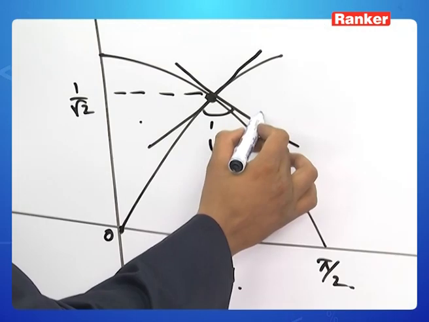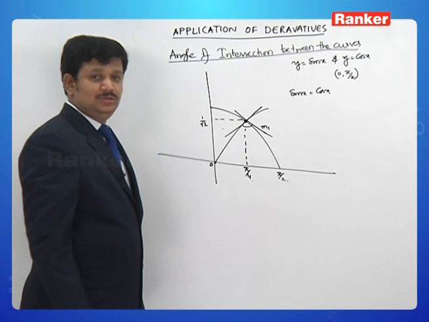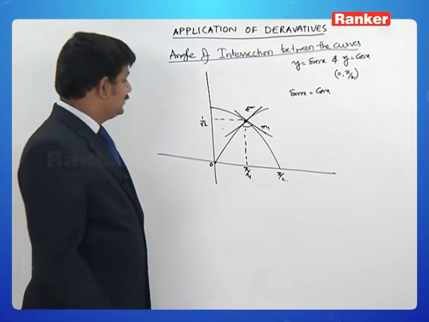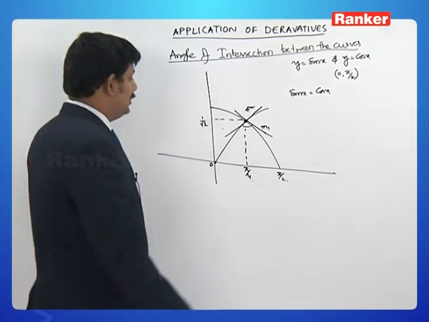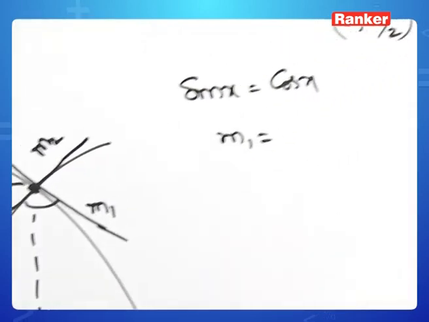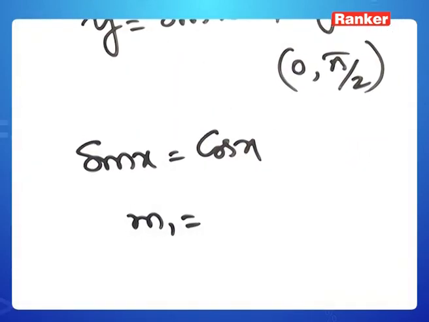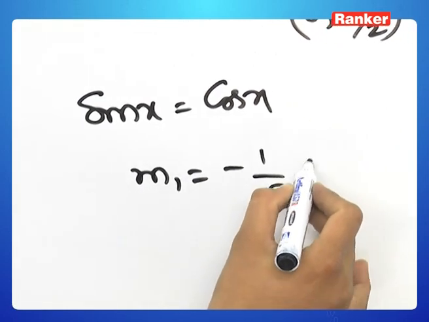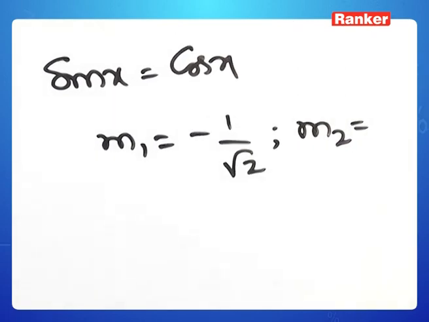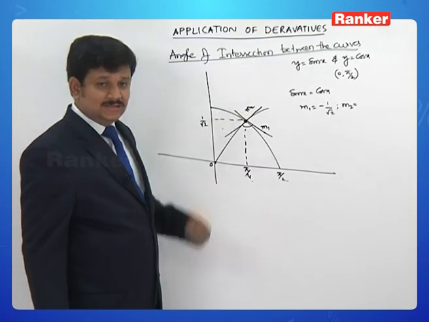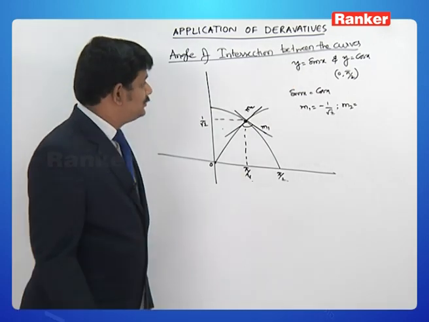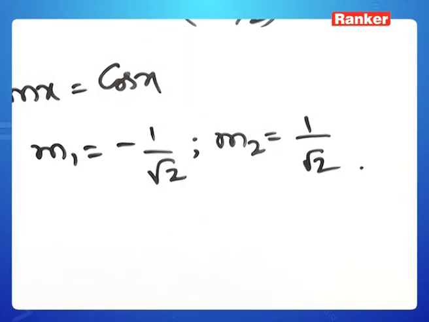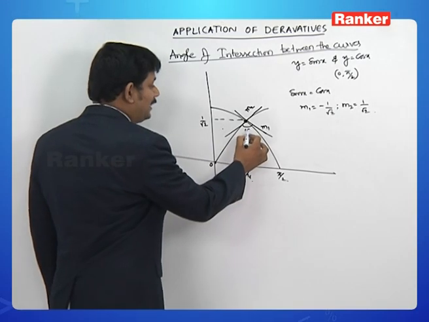Let us say m1 is slope of tangent to the curve cos x and m2 is slope of tangent to the curve sin x at the point pi by 4 comma 1 by root 2. Now, m1 is given by differentiating cos x, derivative is minus sin x. At the point pi by 4, minus sin x is minus 1 by root 2. And m2 is slope of tangent to sin x, differentiate sin x, derivative is cos x. At pi by 4 it is plus 1 by root 2. So, m1 is minus 1 by root 2, m2 is plus 1 by root 2.